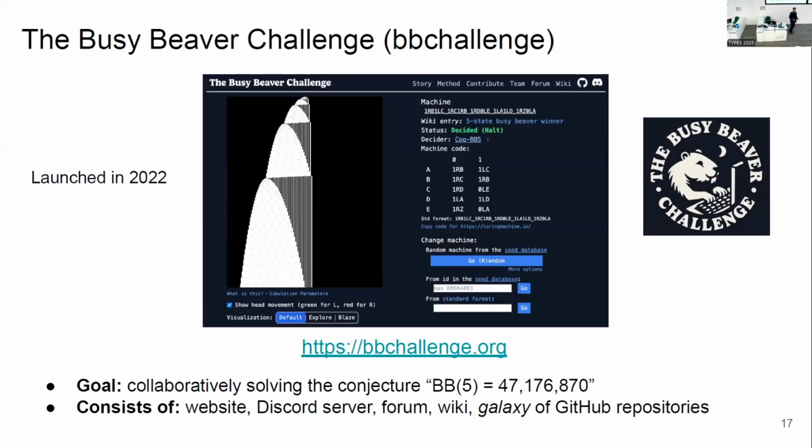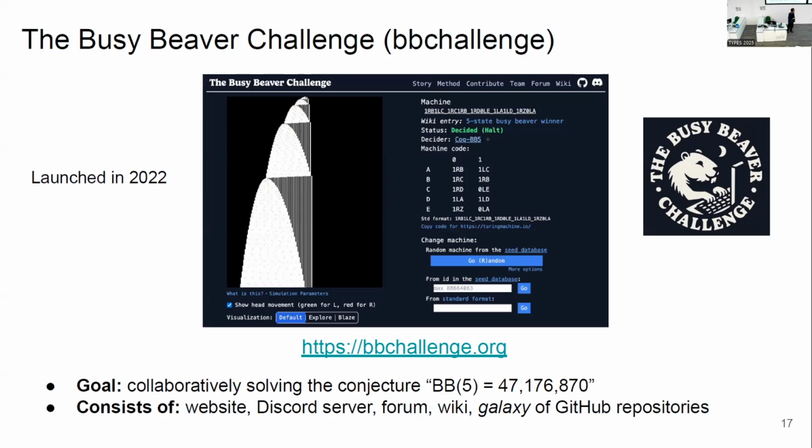And so in 2022, during my PhD, I started an online collaborative research project called the Busy Beaver Challenge, BB Challenge for short, where the goal was to collaboratively solve the conjecture. It consists of a website, this page here, a bit like a Pokédex where you can see all the machines and what they look like.